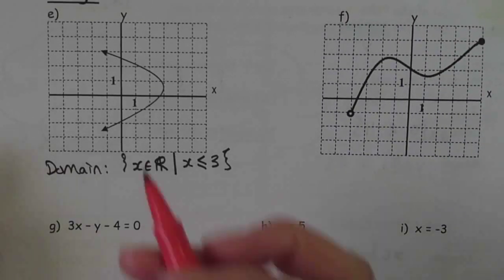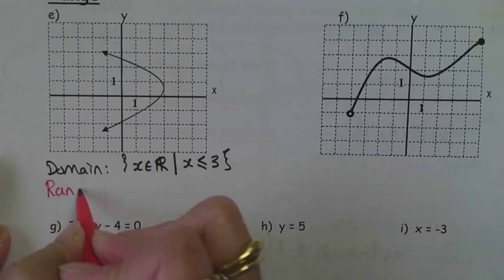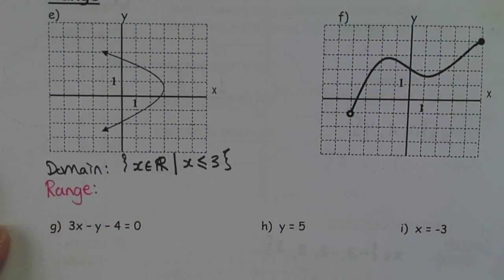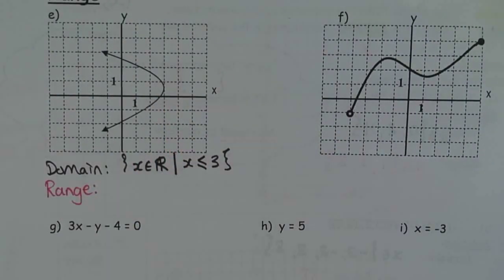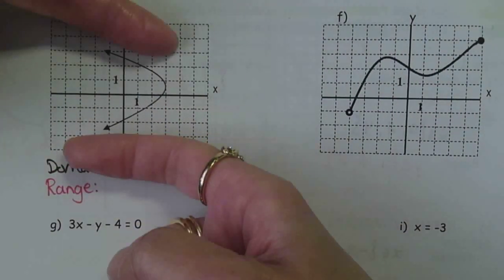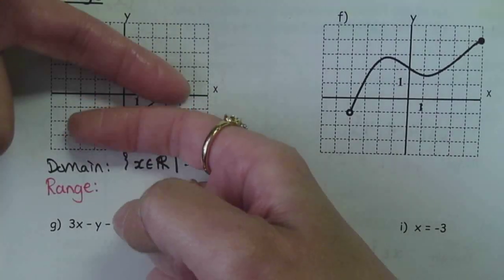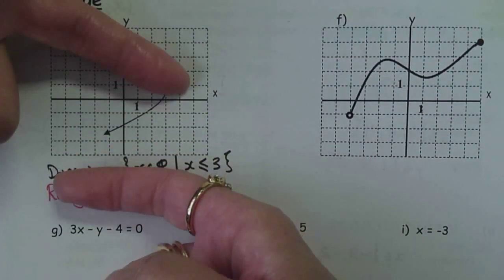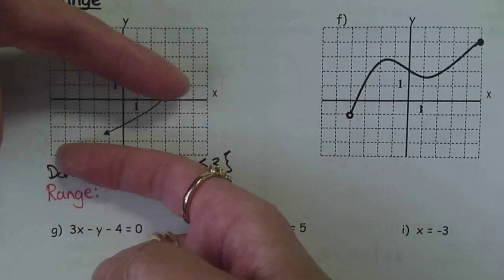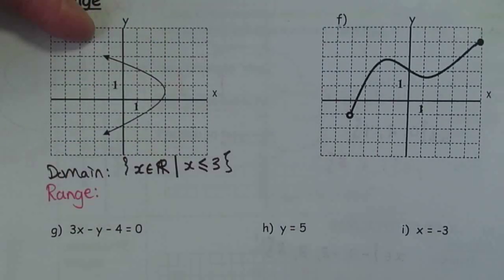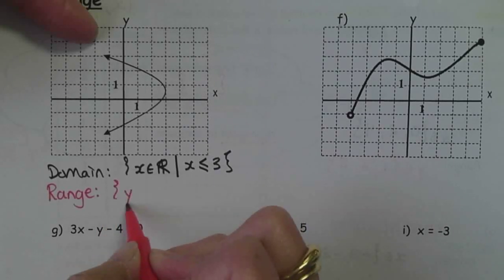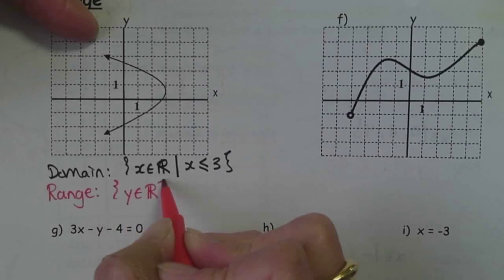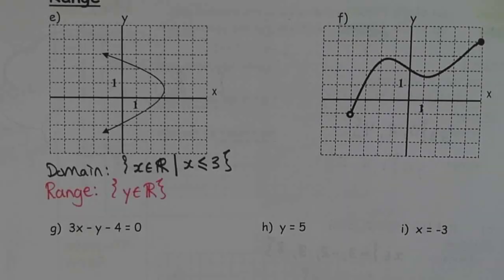All right, let's try the range. So for the range, we're doing y, and we're talking about how high and low the graph goes. So when you look at this graph, how low does it go? Forever, because it's got an arrow saying keep going downwards, and this one keeps going up, up, up, right? So then, is there any restriction on my y value? No. So I'm just going to say y is an element of real, no restrictions, everywhere it goes.